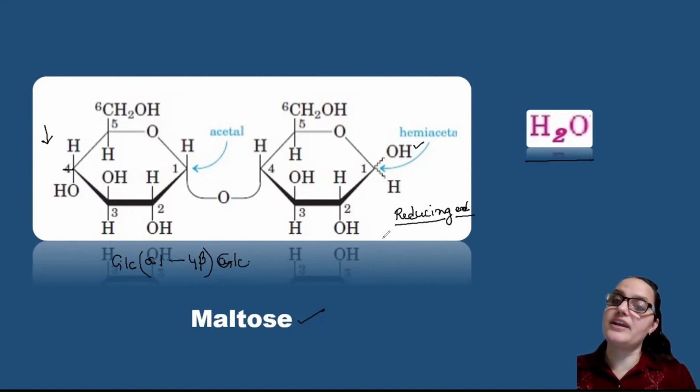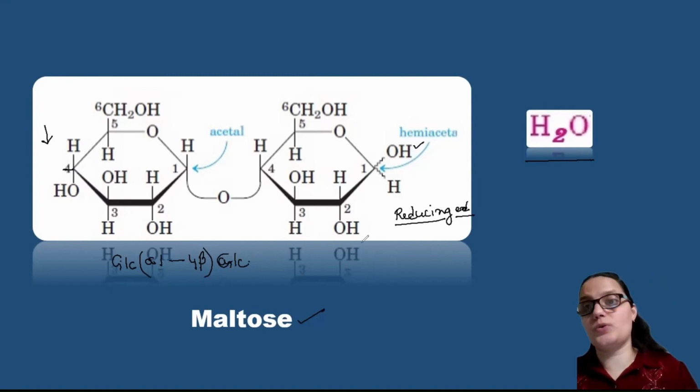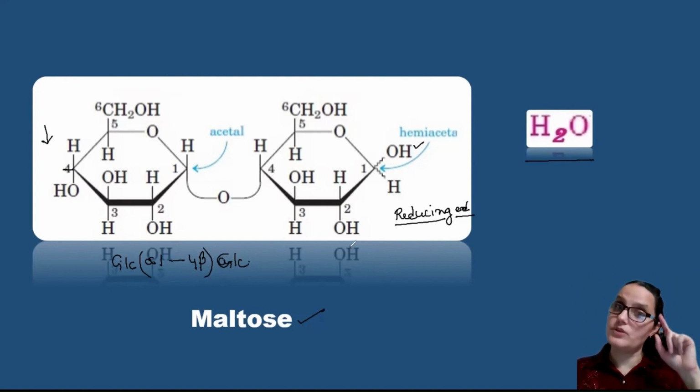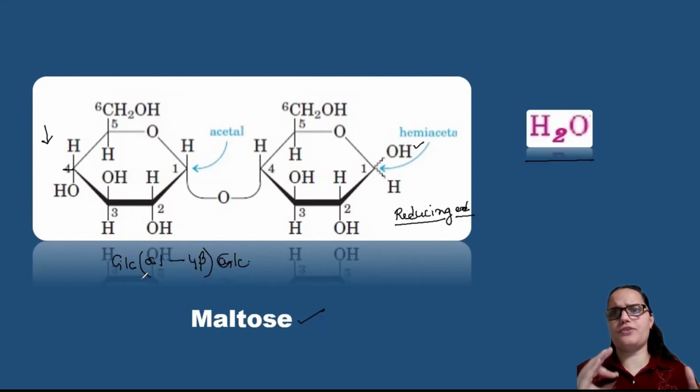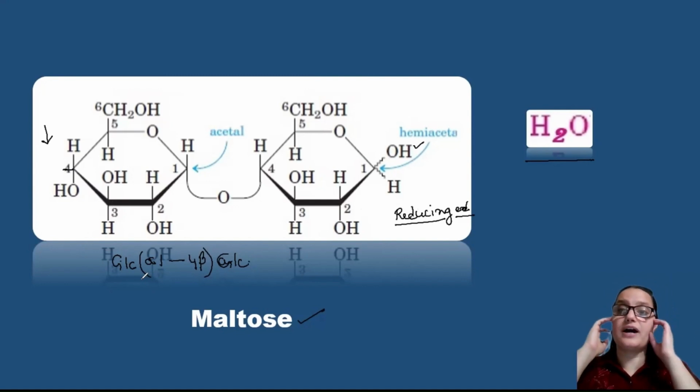Any sugar, any oligosaccharide, any disaccharide may or may not have a reducing end. Over here, the reducing end is there. We will study the cases where there is no reducing end as well. Now, this is the short form of learning the structure of maltose. If I want to learn the structure of maltose, I will say, okay, two glucose units, alpha 1-4 beta linkage.